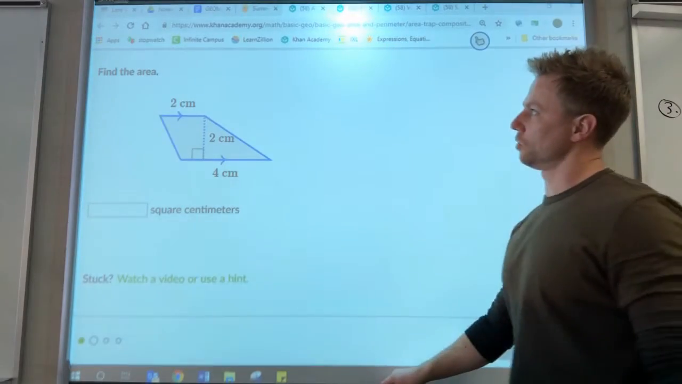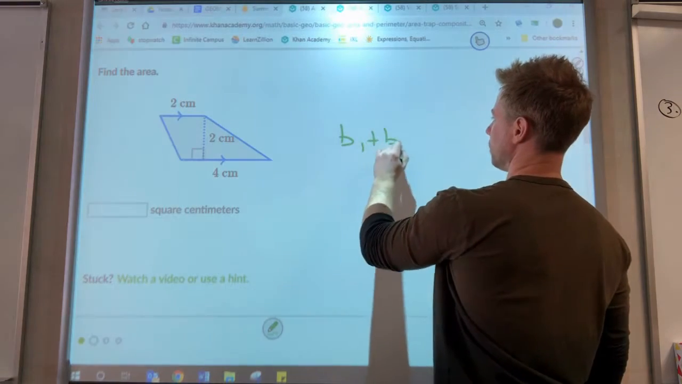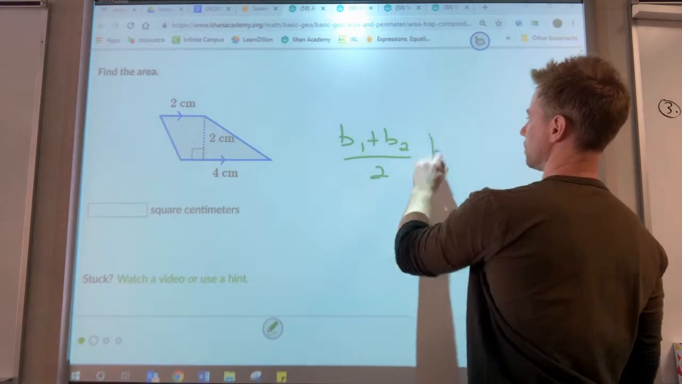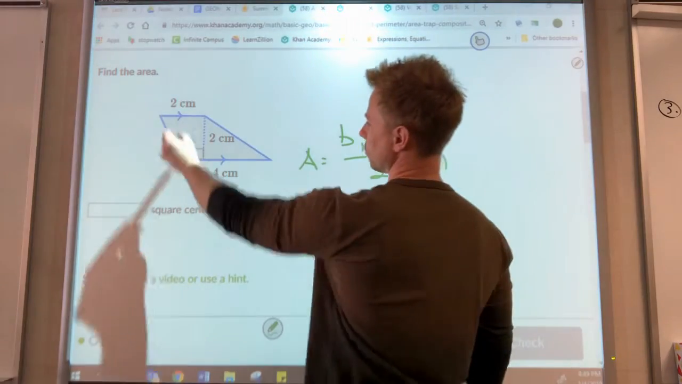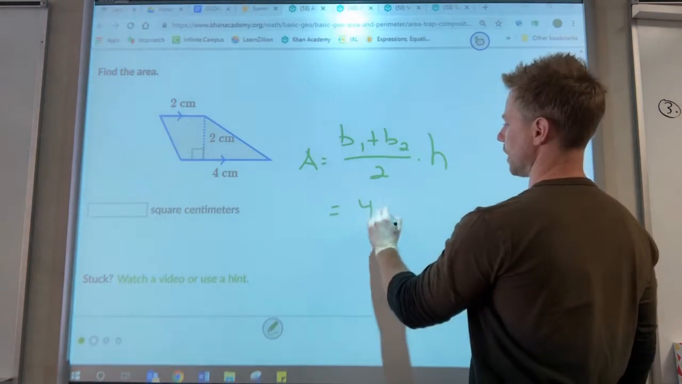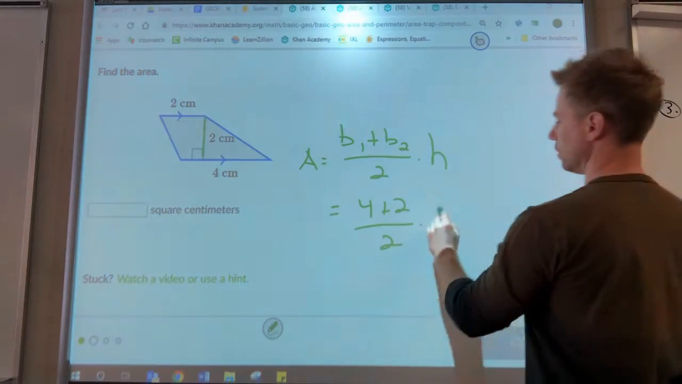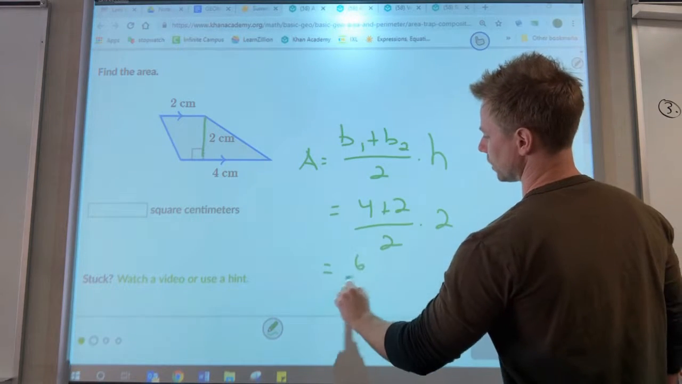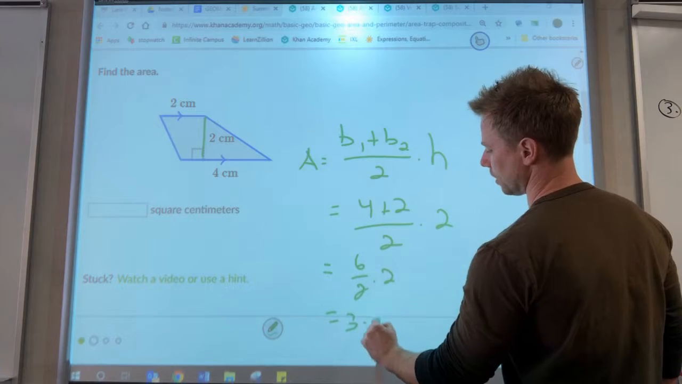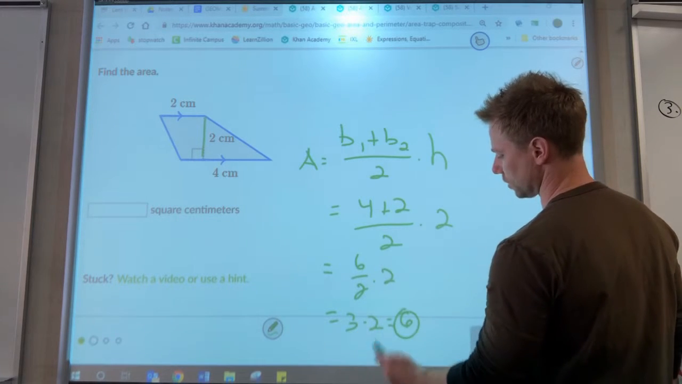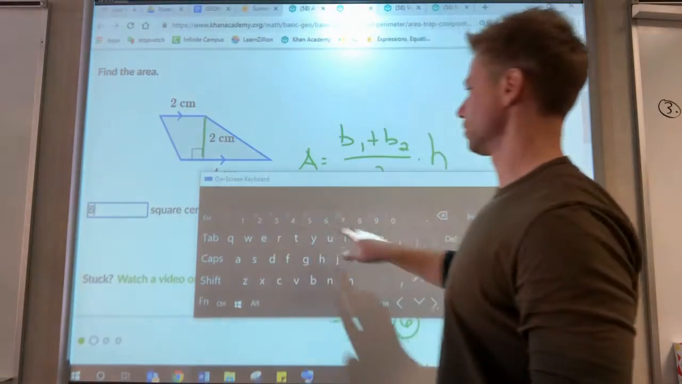Okay, we have another trapezoid, a little bit smaller, but we're going to do the same formula, b1 plus b2 divided by 2 times the height. So we have our bases of 4 and 2, the top and the bottom. Divide by 2 times the height of 2. 4 plus 2 is 6. 6 divided by 2 is 3. 3 times 2 is 6. So our area would be 6 square centimeters.